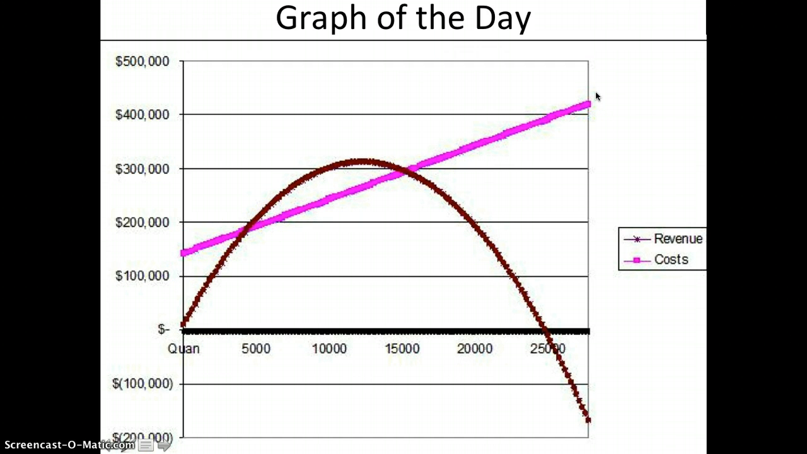That makes sense. If you want to build 25,000 of something, it's going to cost more than it would be to build 5,000 of something. That makes sense. So this pink line makes a lot of sense. So now let's talk about the revenue.